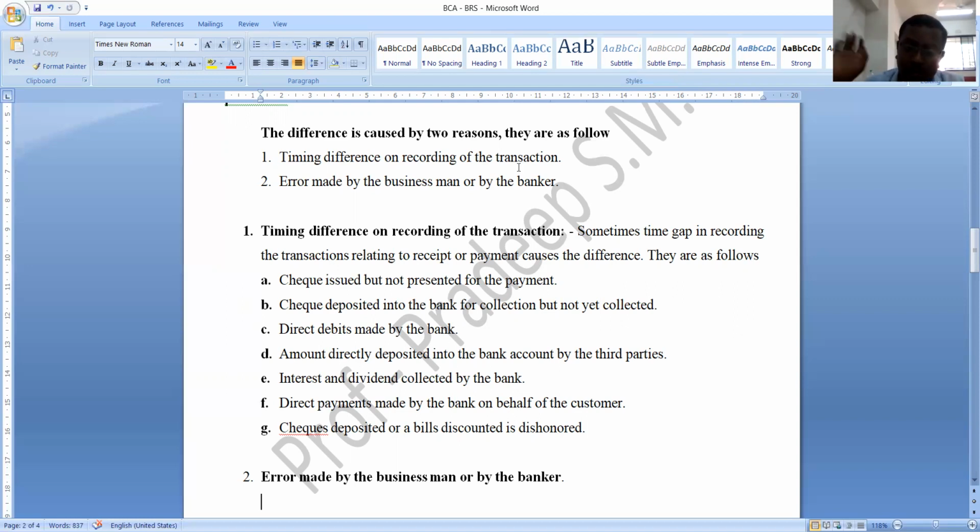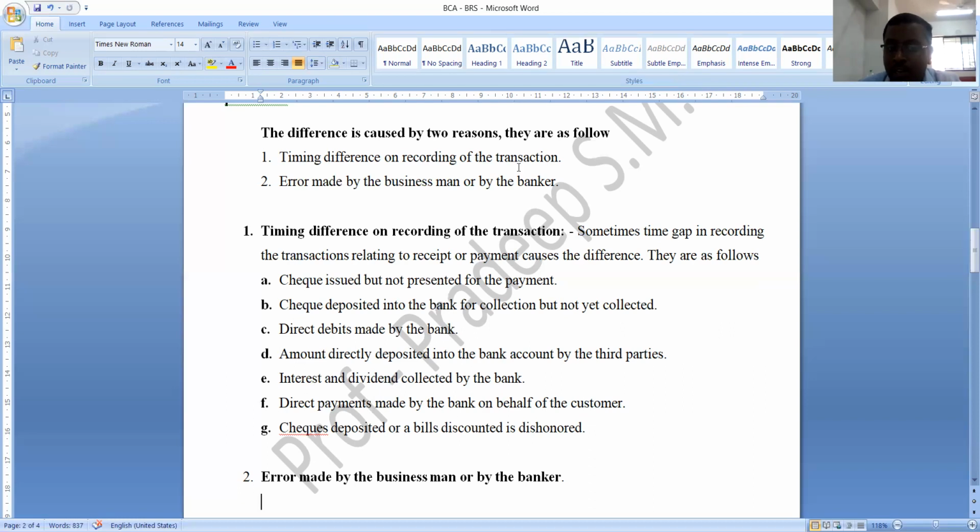Then certain times amounts will be directly deposited into the bank by customers. Even it causes the difference between cash book balance and passbook balance, meaning this particular entry only appears in passbook because they directly deposited that money into the bank. They have not informed us. So it appears only in passbook. It will not appear in cash book. That causes the difference between cash book balance and passbook balance.